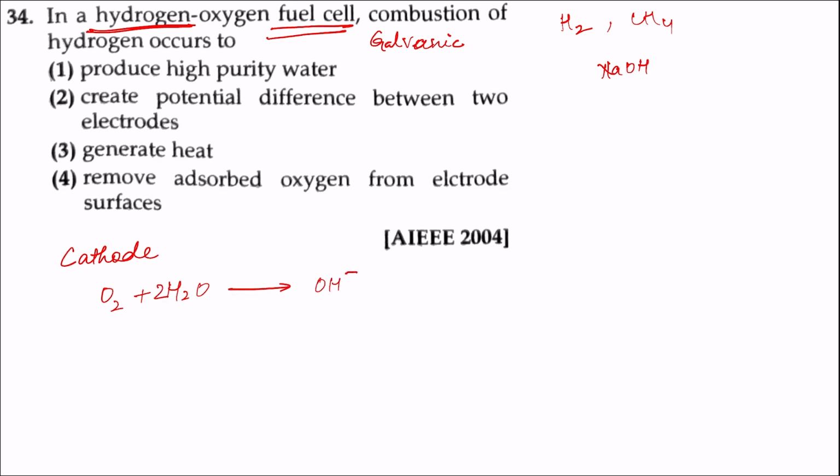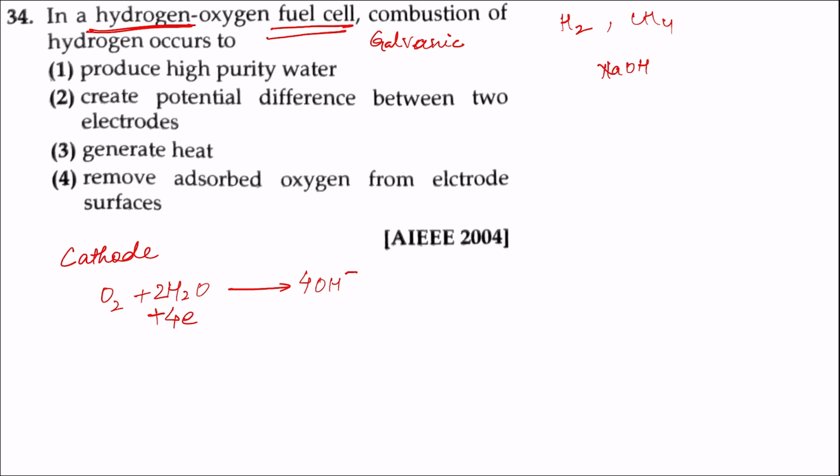Balancing, this is 2H2O, this is 4OH minus ions. There are 4 units of negative charge on the product side. Each OH minus ion has 1 unit of negative charge, so 4 OH minus ions means 4 units of negative charge. So to balance the 4 units of negative charge on the product side, 4 electrons on the reactant side will be added. So this is the reduction reaction which is taking place.